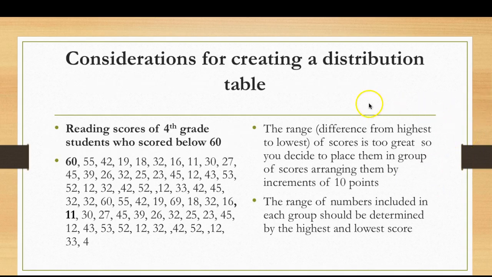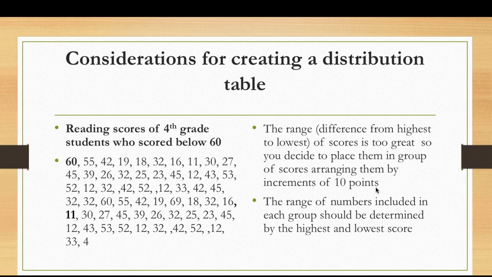Considerations for creating a distribution table. Here on the left we can see the whole array of student scores who scored below a 60 on their reading benchmark, and you see they're not in any particular order whatsoever. So first of all, let's think about the range. The difference from the highest to lowest of scores is too great, so you decide to put them in groups of scores, arranging them by increments of 10 points.